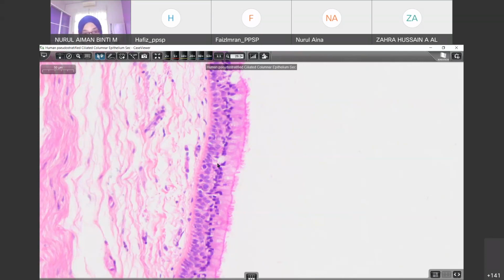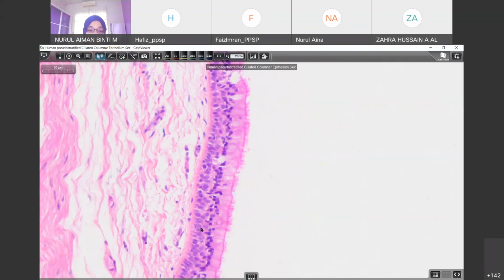Okay, but because of these characteristic features, the nucleus is not at the same level and it's too compact. I think it's because of the compactness of the cells. They need to be crumpled inside one space. So it looks like it has the stratification, but it's not. So this is very clear pseudo-stratified columnar ciliated epithelium.